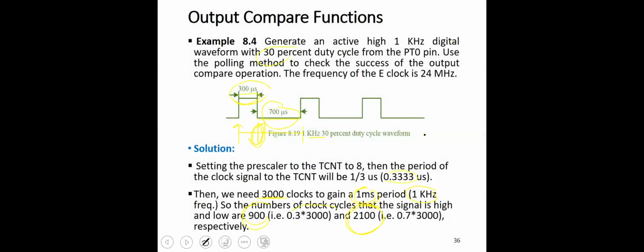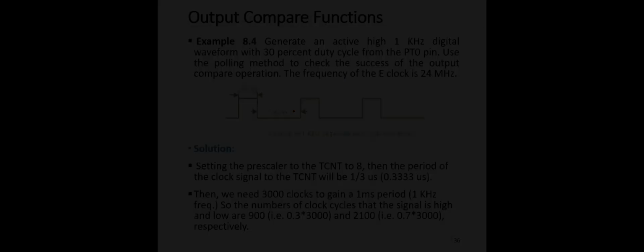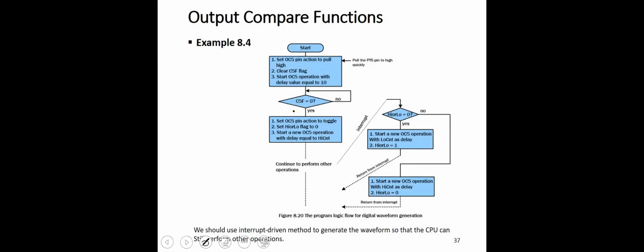So if we look here, we are adding different values to the current time from the timer, depending on whether we are outputting 1 or we are outputting 0. So we need to keep track in our program whether we have to add 900 now to the current time or to add 2100 to the current time. To do that, we need a flag or a variable that keeps track whether we should add 900 or 2100. So this is the flow chart.